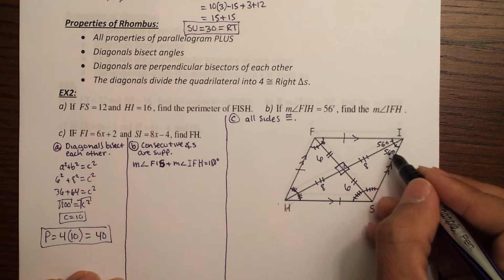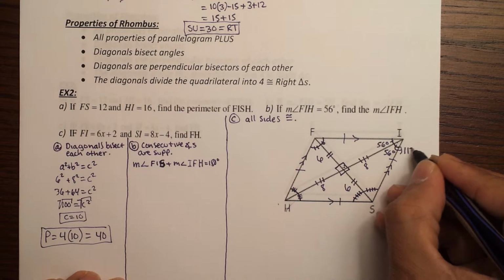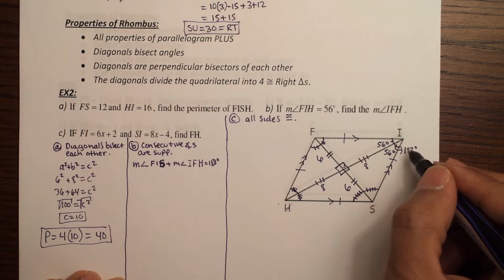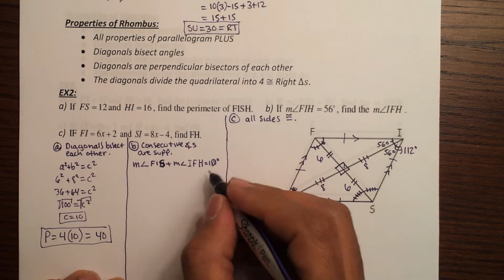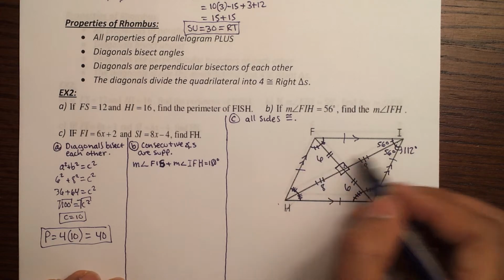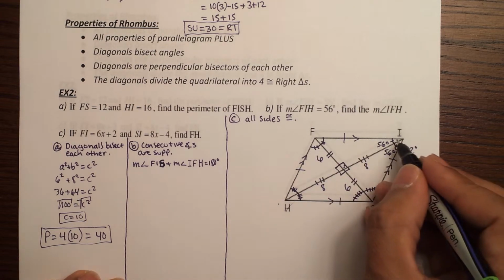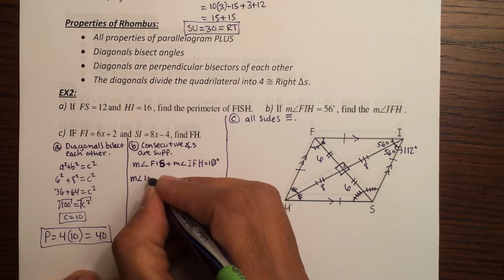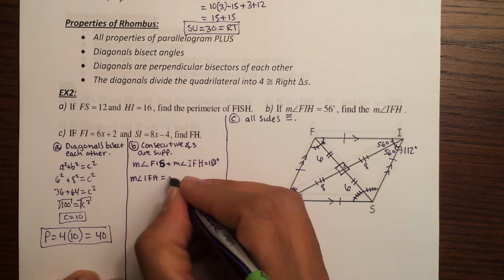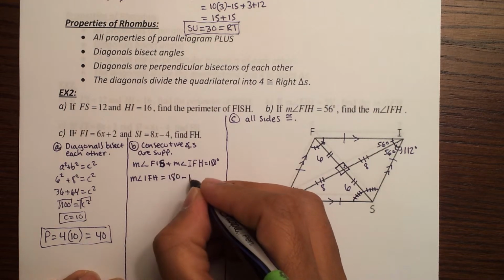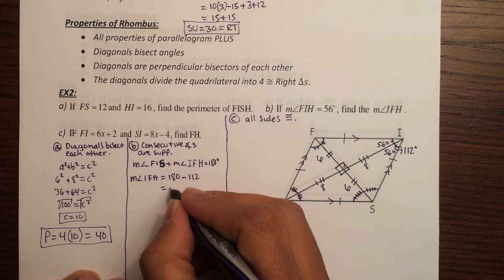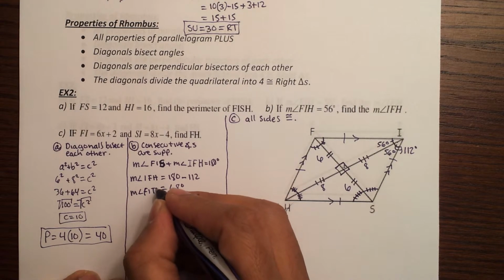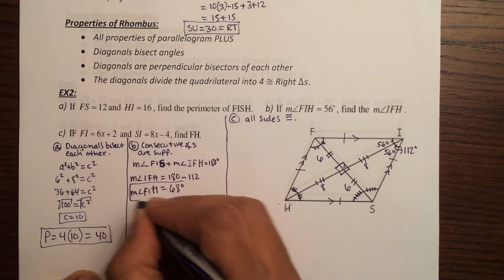Now, if I add those two angles, the sum of those two angles is 112 degrees. So if these two angles add up to 112, then we're going to use a property that consecutive angles are supplementary. So the measure of angle IFH is equal to 180 minus 112. So that means that angle IFH is 68 degrees. This is what we needed to answer here.